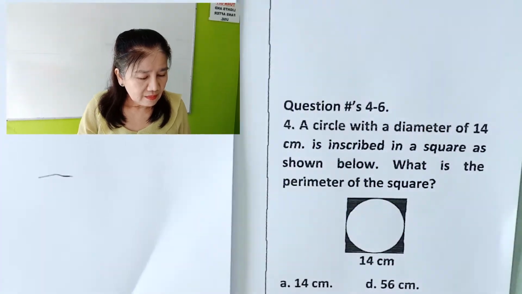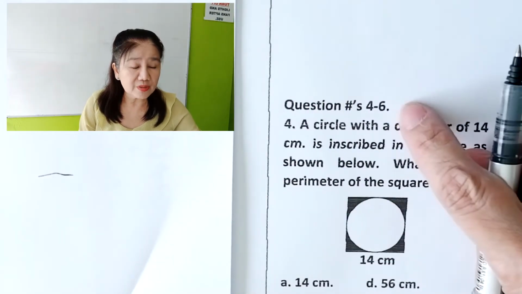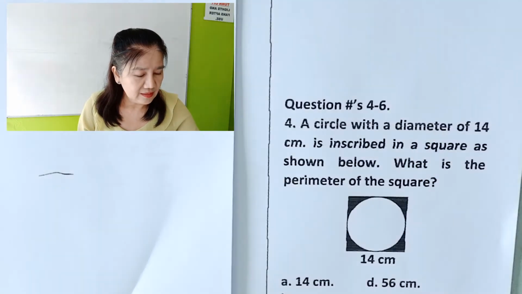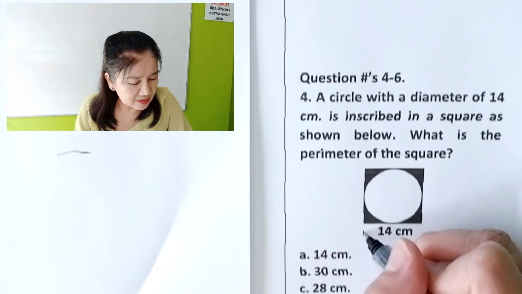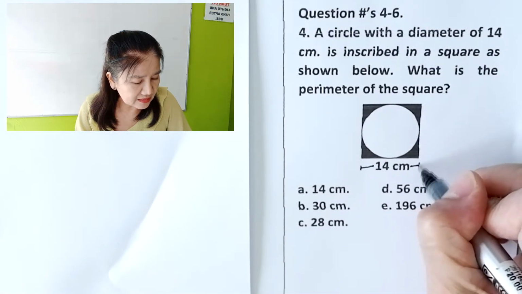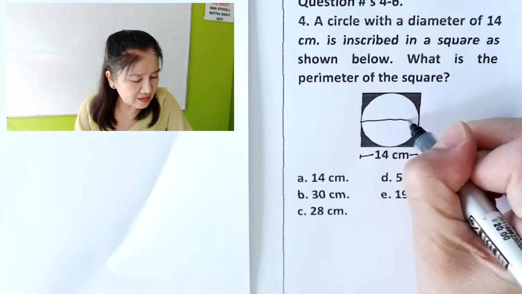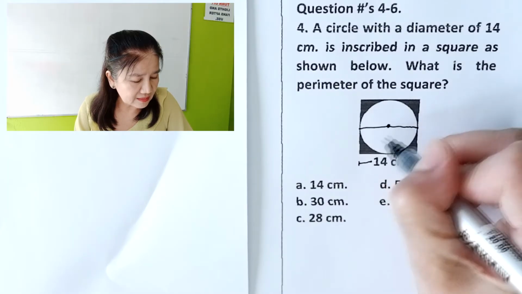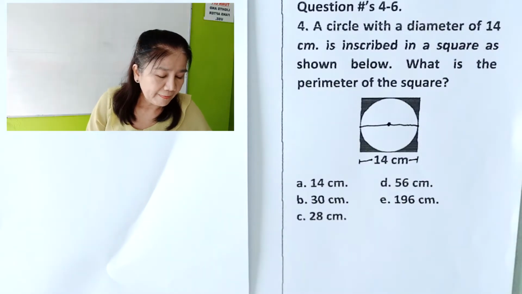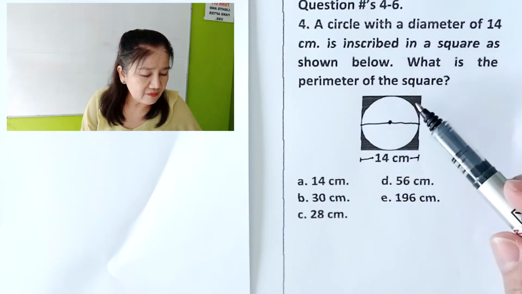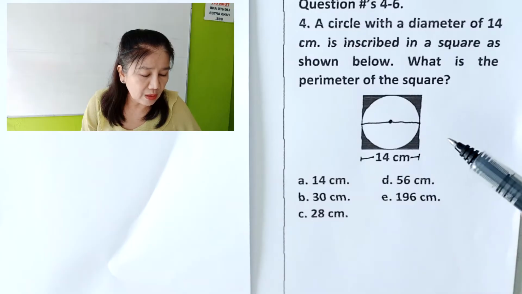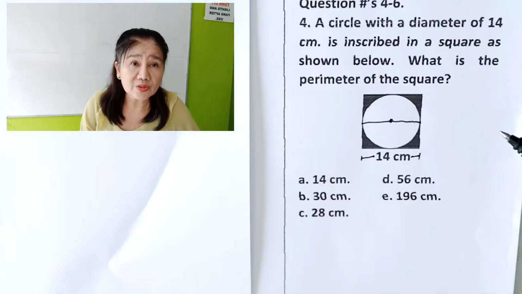Next, we move to problem number 4. This problem will be for numbers 4 to 6. A circle with a diameter of 14 cm. So this is the diameter of the circle. This whole thing is 14. There. So meaning this is also 14. This whole thing is 14. So the circle with diameter 14 is inscribed in a square as shown below. What is the perimeter of the square?